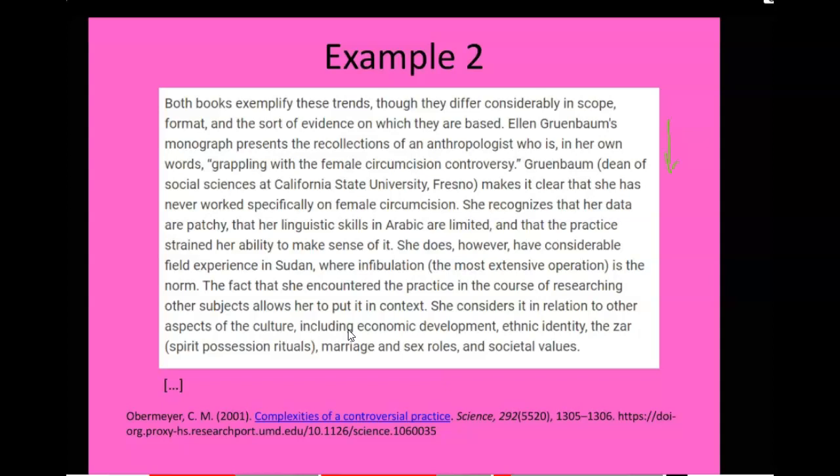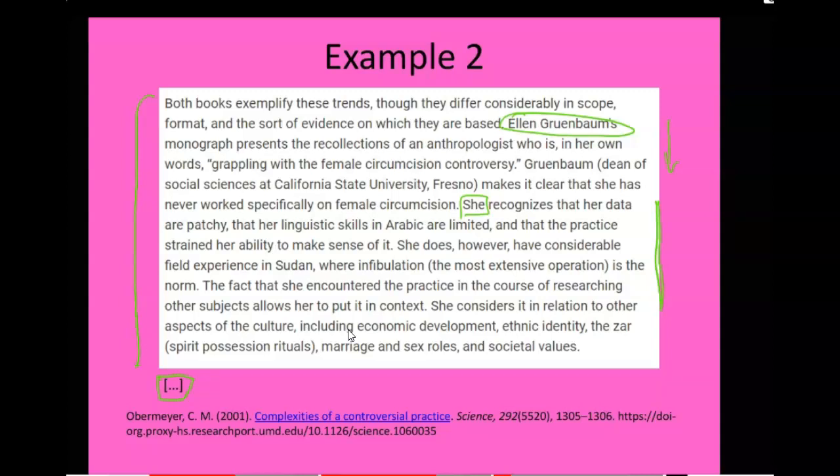So rather than providing a summary of both books at the same time, the author starts with the first publication by Alan Greenbaum, and writes about Greenbaum, where this writer is from, and some of the limitations that the author points out about her data. And this continues for a few more paragraphs.